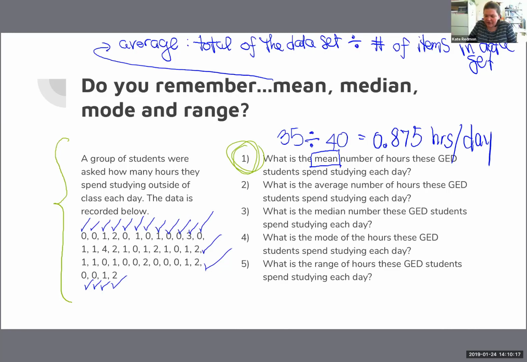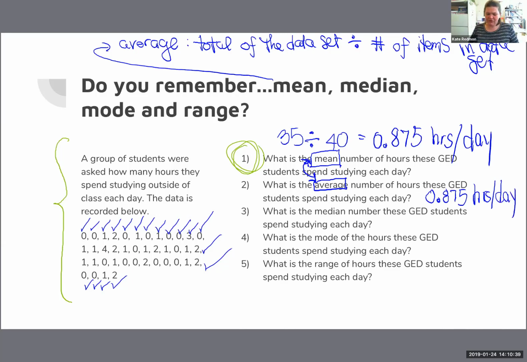So what's the average? Well, if the mean was 0.875, guess what? The average is 0.875. Those two words are absolutely and totally synonymous. Don't let the math teacher or the GED test trick you. So now we will move on to a new topic, though, I swear.